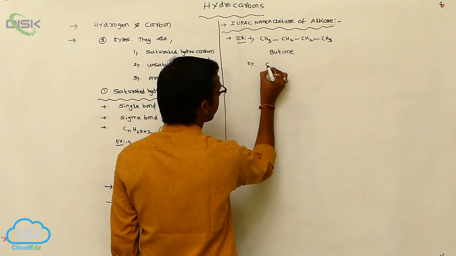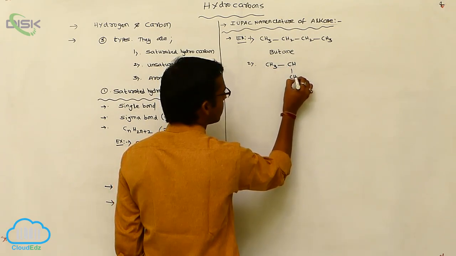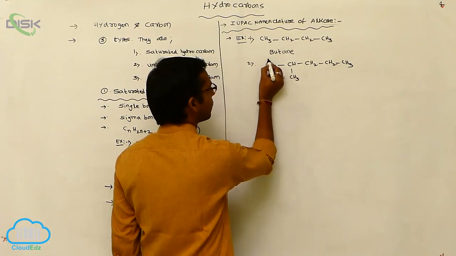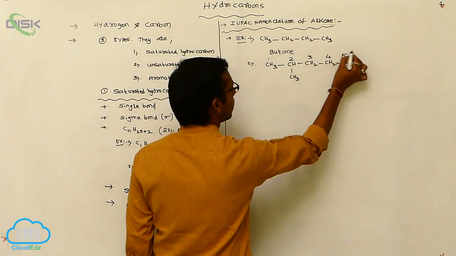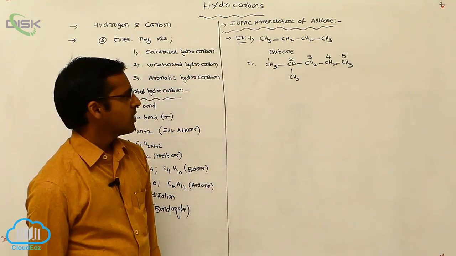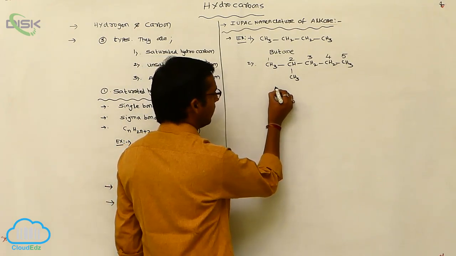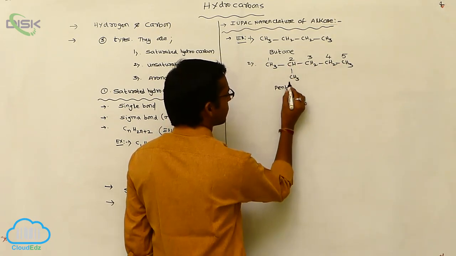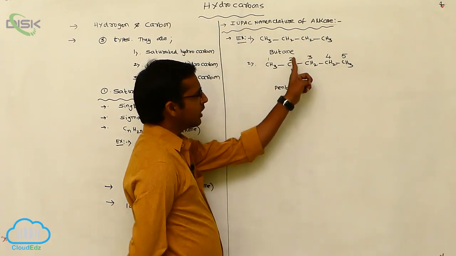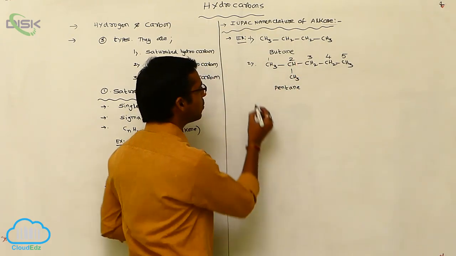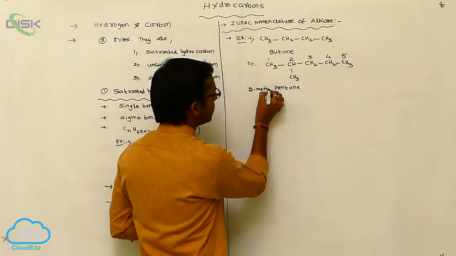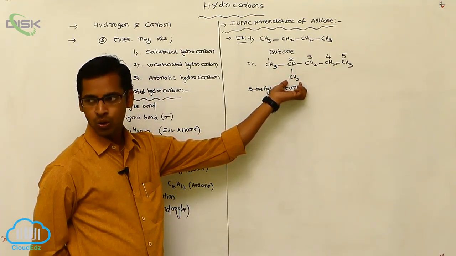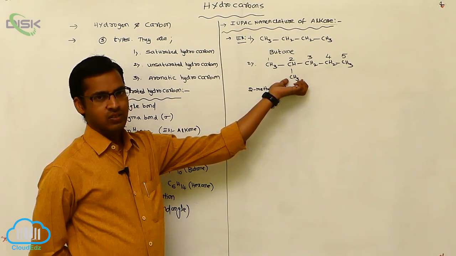For example, CH3, CH, CH3, CH2, CH2, CH3. For this one, you give the numbering by selecting the longest chain: 1, 2, 3, 4, 5. The number of carbons is 5, so the root word is pent. All are saturated, so pentane. But here, at the second position, one methyl group is present. One carbon means meth, and that alkyl group is methyl.